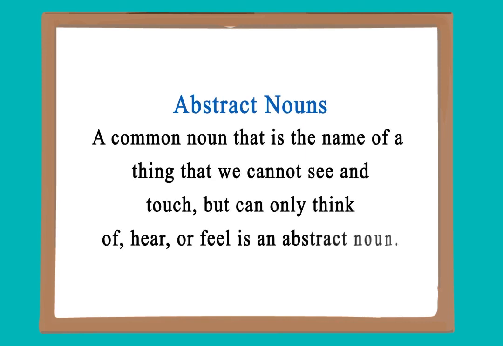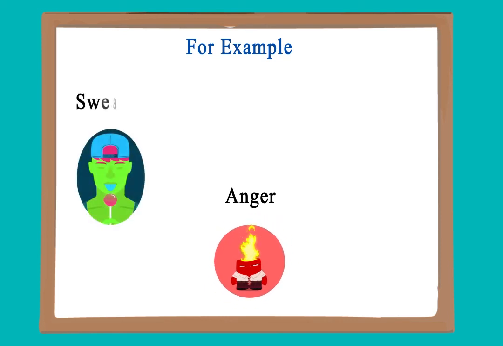Abstract nouns. A common noun that is the name of a thing that we cannot see and touch, but can only think of, hear, or feel is an abstract noun. For example, anger, sweetness, music.